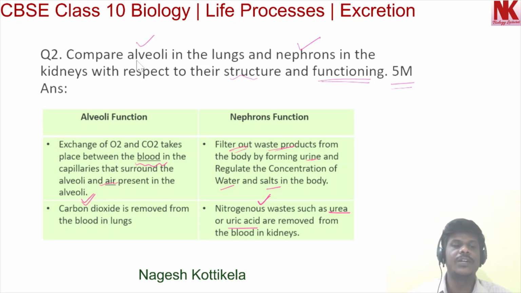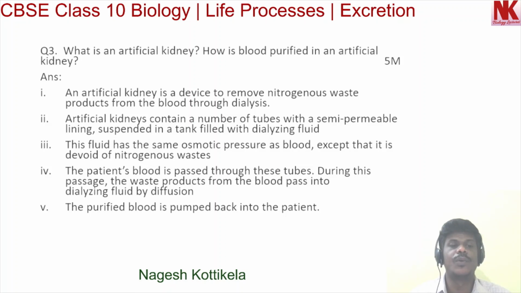Now moving to the next question, that is question number 3. What is an artificial kidney? How is blood purified in an artificial kidney? Again, this question can be asked for 5 marks. Okay, for the first part of this question, what is an artificial kidney? The answer can be written like this.